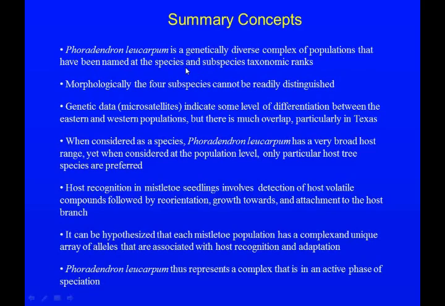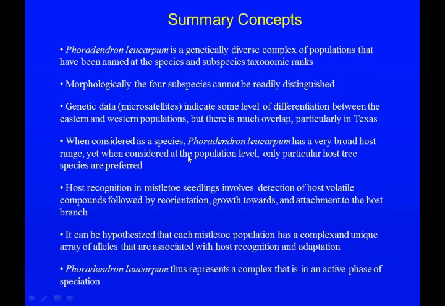So in summary, this Phoradendron is really a genetically diverse complex of populations. Many of these have been named at the species level. Morphologically, you can't really tell them apart very easily. They're hard to differentiate. The microsats gave us some level of differentiation, mostly between the East Coast, West Coast, but there's a lot of overlap, particularly in the state of Texas, where we get those all coming together.